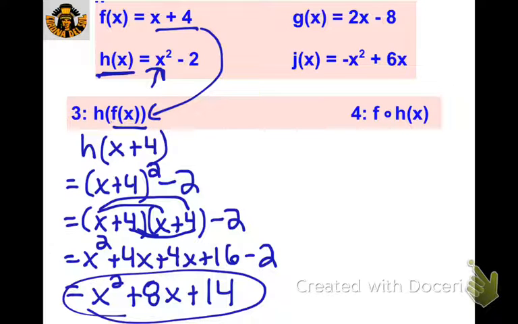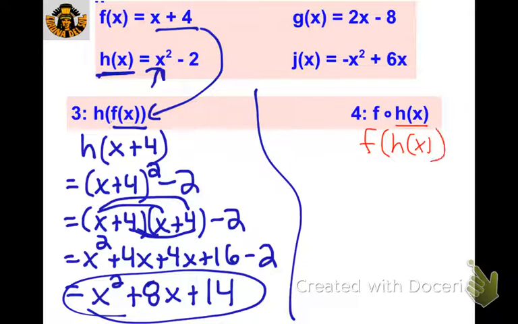All right, let's look at this next one. Okay, so it has that circle thing again. So right to the right of the circle thing, I would put that function on the inside. So this would be the same thing as f of h of x. So h of x is the one that goes on the inside, so that would be f. Let's just substitute that. So h of x is equal to x squared minus 2.